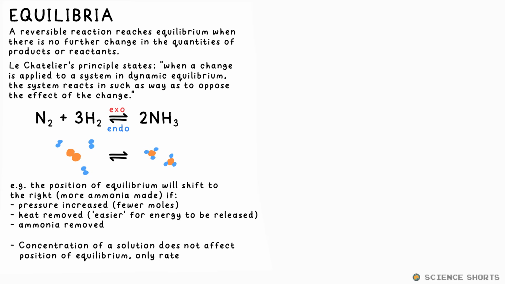Temperature also affects the position of equilibrium. If the forward reaction is exothermic, that is a negative enthalpy change, then it gets harder for the reaction to happen and release that heat energy the hotter the system gets. If you remove heat from the system, it makes it easier for this to happen. The position of equilibrium is shifted to the right again here. The opposite is true for the reverse reaction, which will have to be endothermic in this case.